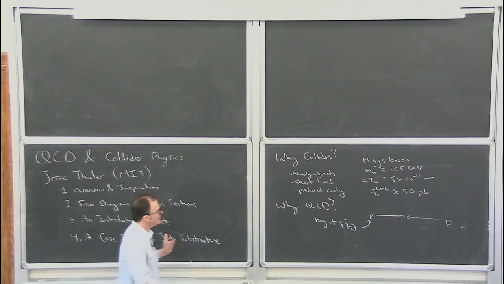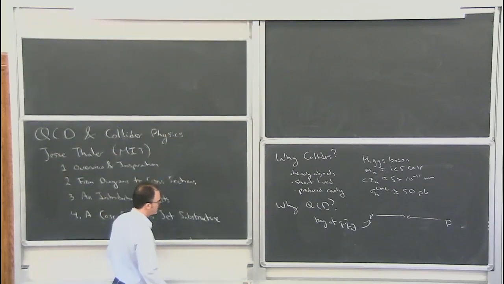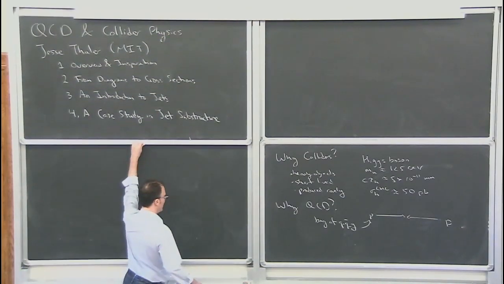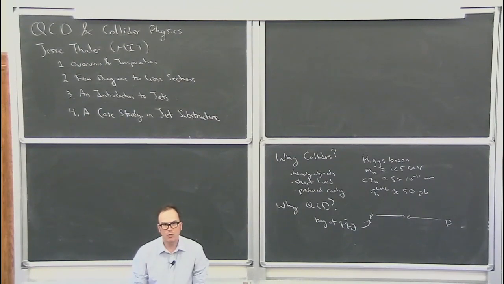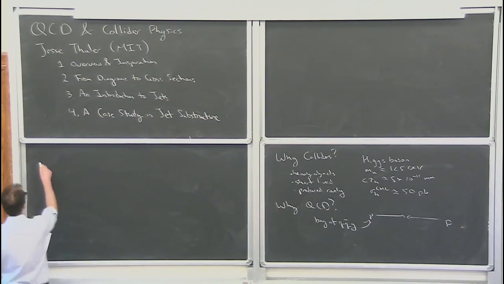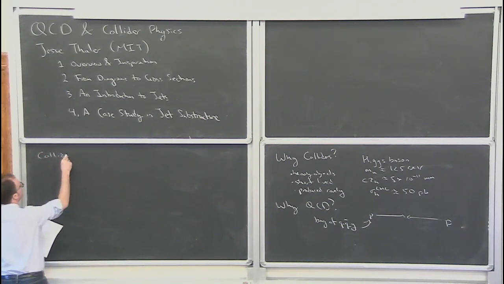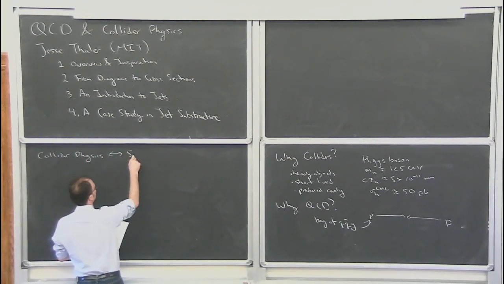Now, I want to demystify one aspect of collider physics just at the beginning, which is that collider physics is just an application of quantum mechanical scattering theory that you might have already studied in an undergraduate class. So collider physics is basically just scattering theory.